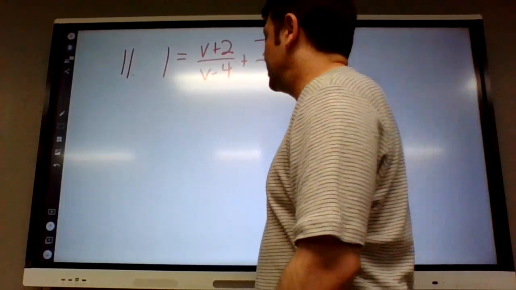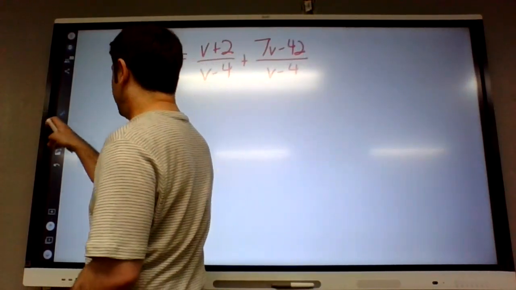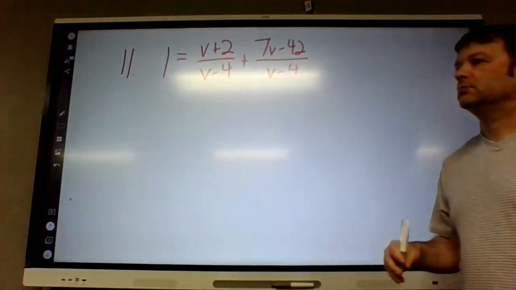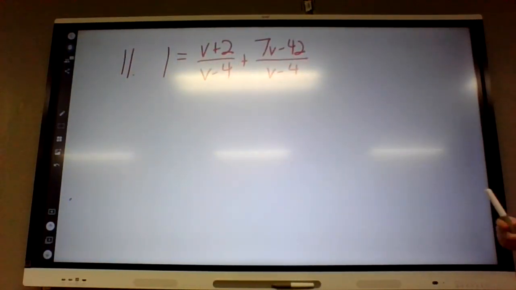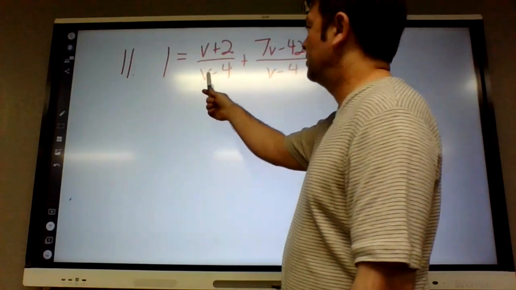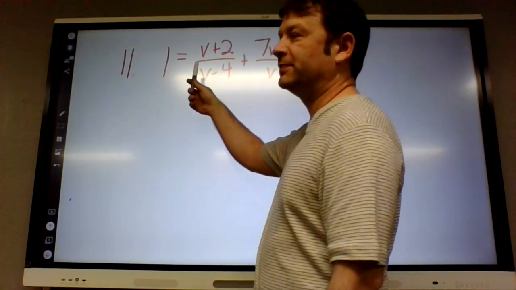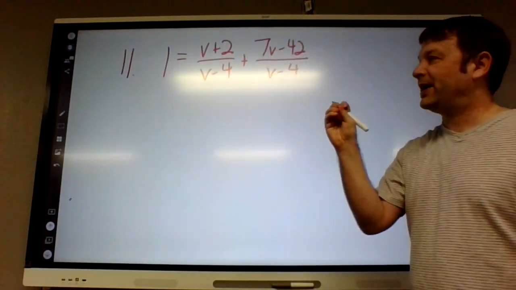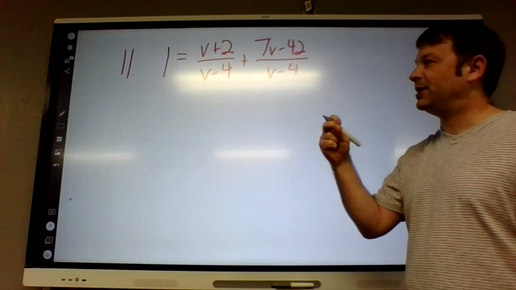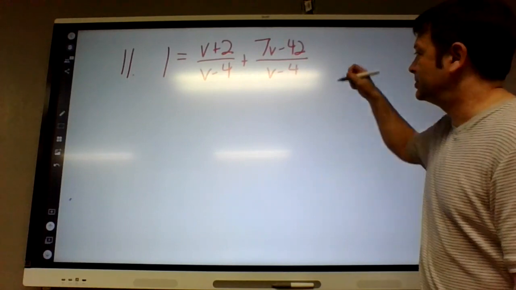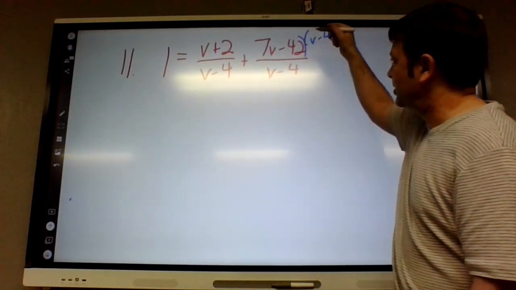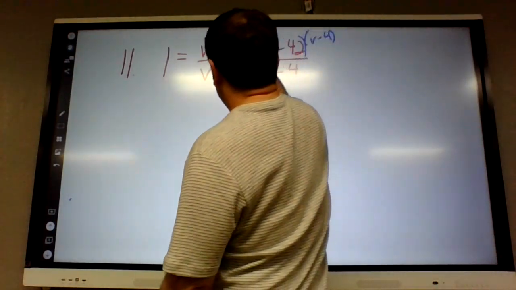What is the common denominator going to be for this one? V minus 4. So we're not making everything have the common denominator. We're actually going to try to get rid of the denominators by multiplying by the common denominator. So everything's going to be multiplied by V minus 4.